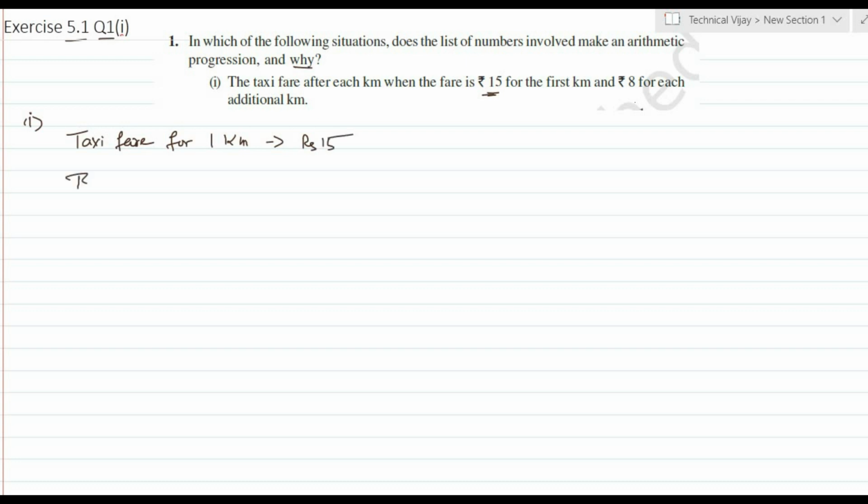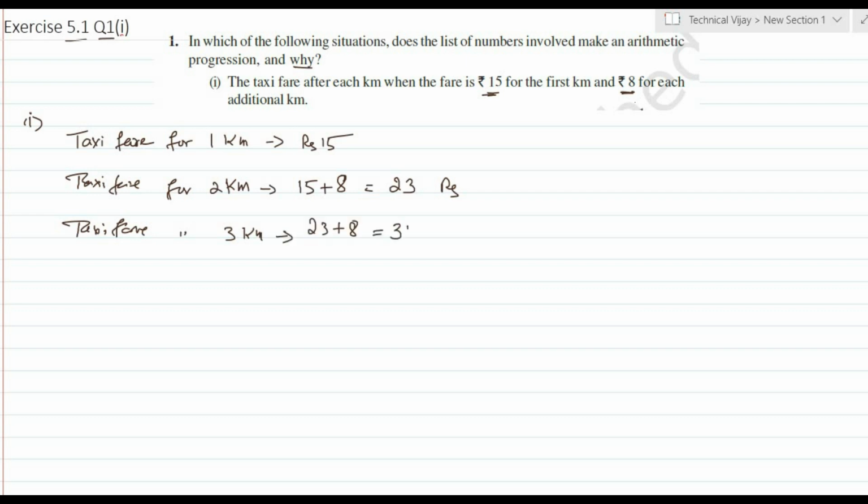Now the taxi fare for 2 kilometers, how much is it? Rupees 15 plus 8, which is equal to 23 rupees. Here it is rupees 8 for each additional kilometer. In the same way, the taxi fare for 3 kilometers is 23 rupees plus 8 rupees, which is equal to 31. Like this the series is going on. For 4 kilometers, it will be 31 plus 8, which is equal to 39 rupees. So you observe this series: 15, 23, 31 and 39.